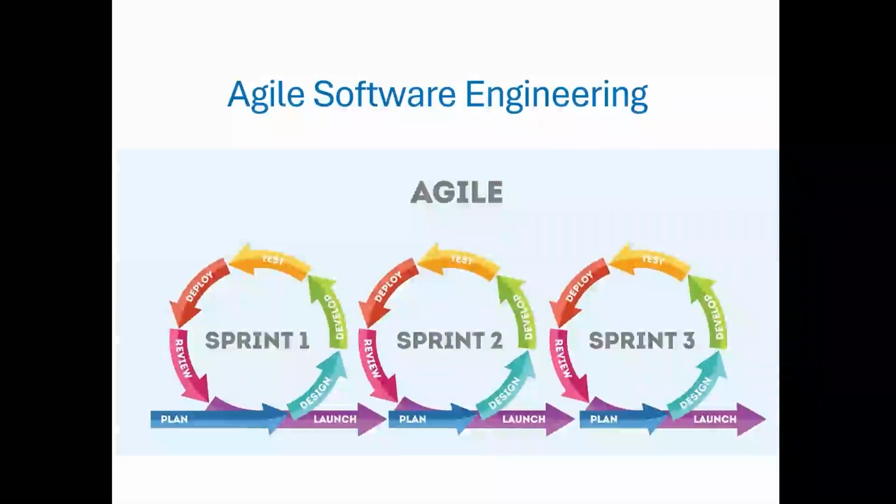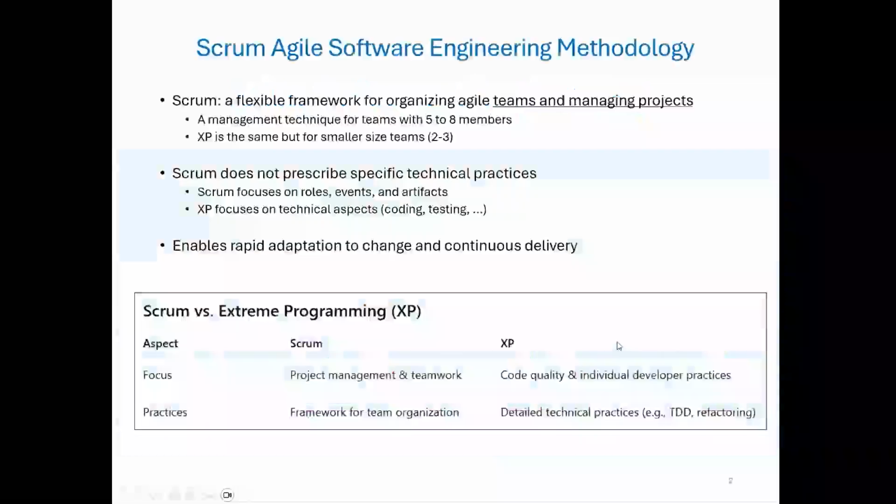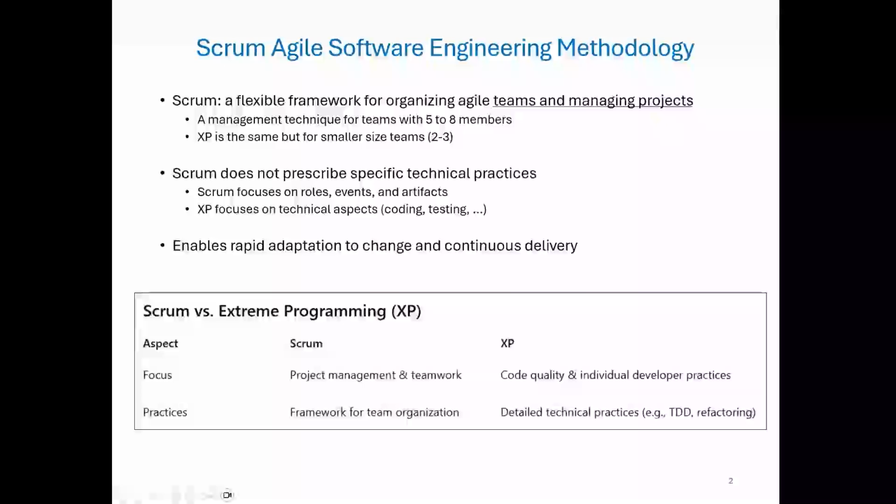In this video, we are going to talk more about the agile software engineering methods. Let's begin with a high-level comparison of two popular agile methodologies, Scrum and Extreme Programming, or XP. Scrum is described as a flexible framework for managing product development in teams of 5 to 8 members.